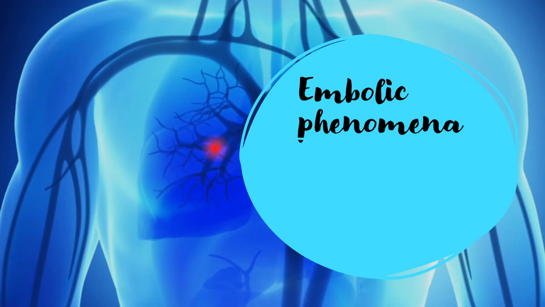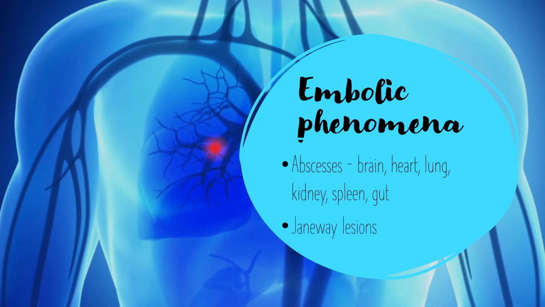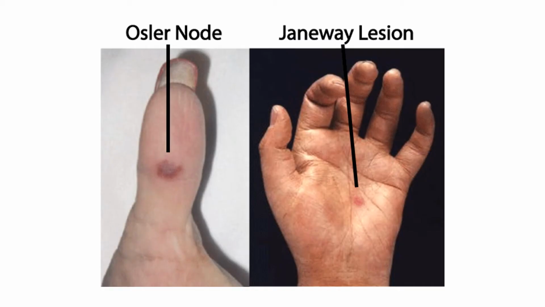Then, where there is emboli, you may find abscesses on the brain, heart, lung, kidney, spleen, or in the gut. And lastly, Janeway lesions may occur. So here is a picture showing both Osler's nodes and Janeway lesions. Osler's nodes are tender pulp infarcts, whilst Janeway lesions are not tender, and are these erythematous, hemorrhagic, or pustular spots on the palms or soles of the feet.